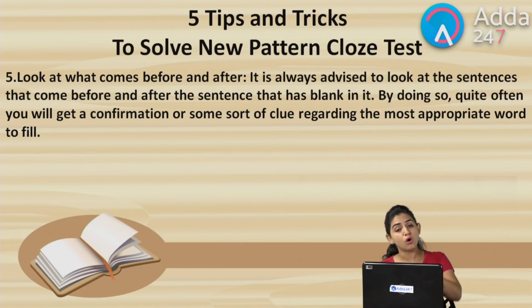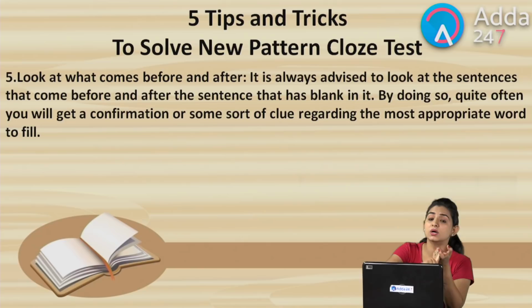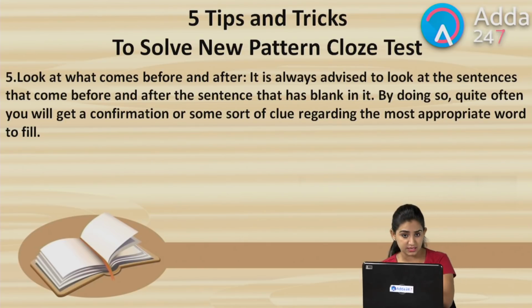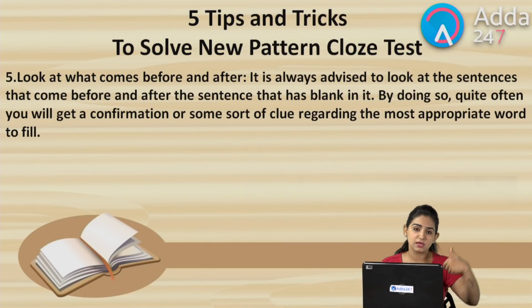So there are times when you can easily find out what should be placed in the blank, because you already have a clue before that. You have a sentence before that, and there is a word written which is the word that needs to be there in the next sentence. So whenever you fill a blank, you need to read whatever is coming before it and whatever is coming after it. It is always advised to look at the sentences that come before and after the sentence that has the blank in it. By doing so, quite often you will get a confirmation or sort of clue regarding the most appropriate word to fill. So this is what I told you.